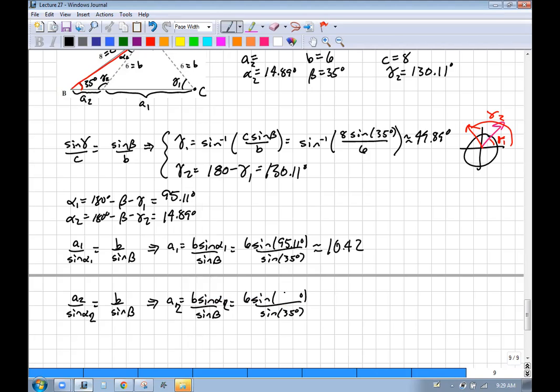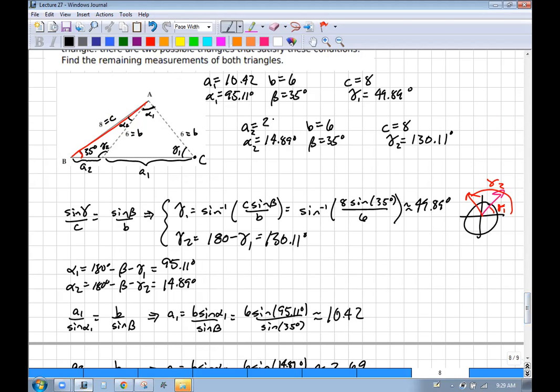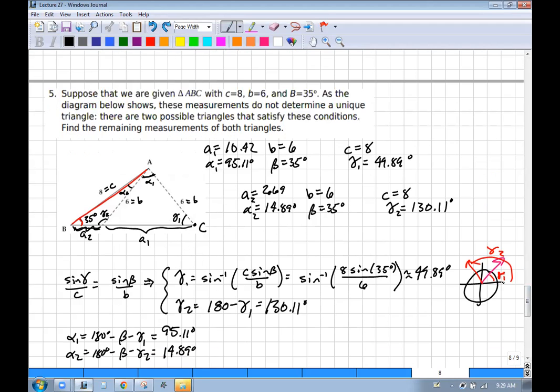Whatever A2 is, 14.89. I can change that in my calculator here. 14.89. 2.69. Right, A2 is this little bitty number, right? And there you have it. Any questions about this one?